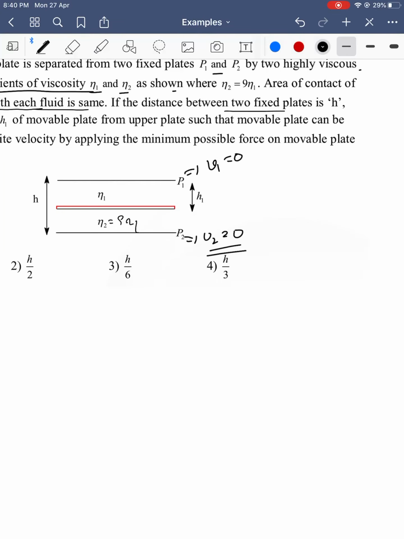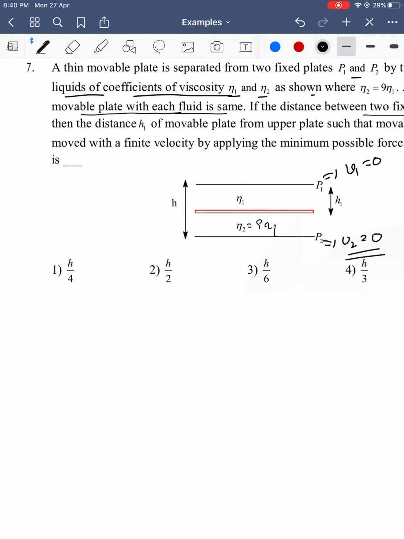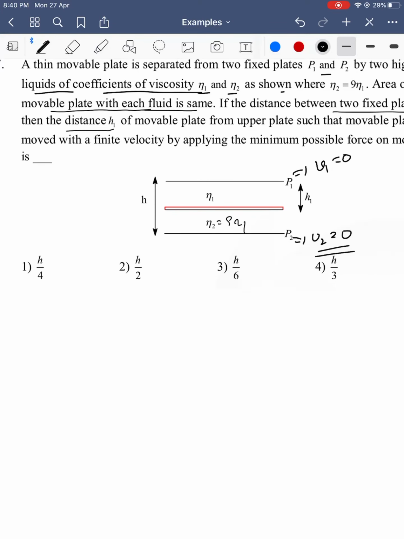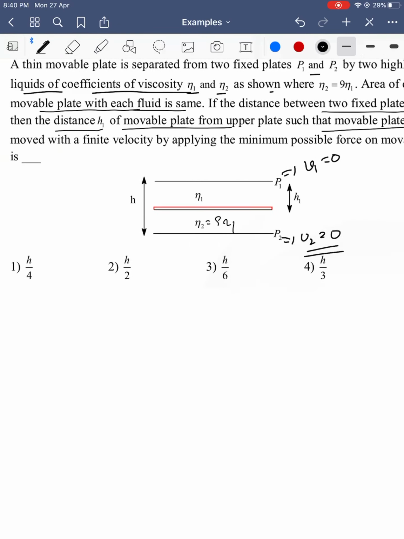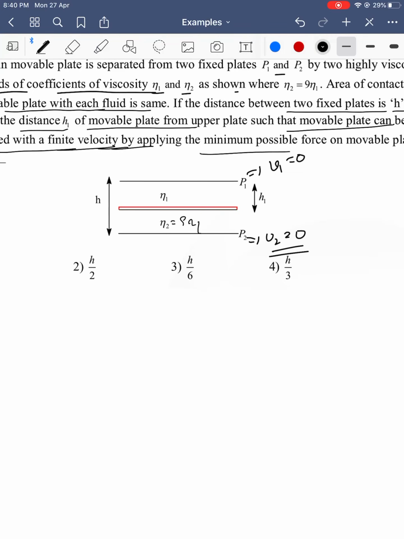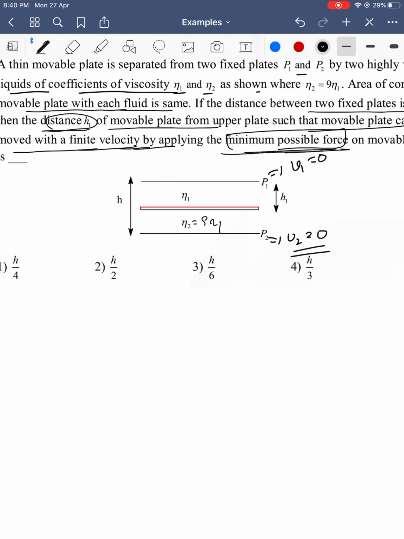If the distance between the two fixed plates is h, and the distance h1 of the movable plate from the upper plate is such that the movable plate can move with finite velocity by applying the minimum possible force. If you see minimum or maximum, that thing should come to strike you. With respect to what should it be minimum? With respect to h1. So we should write dF by dh1 equal to 0.